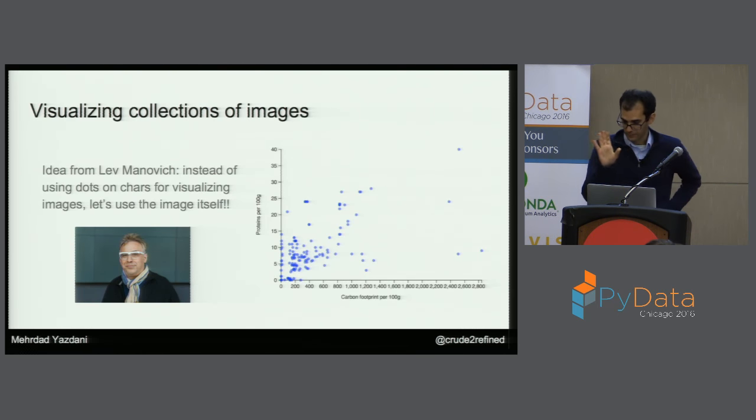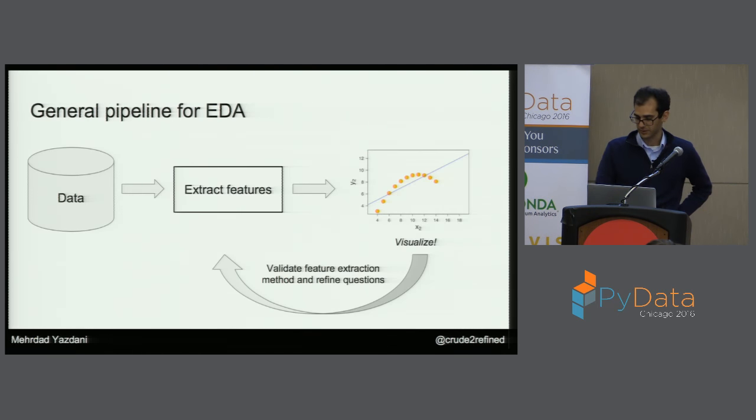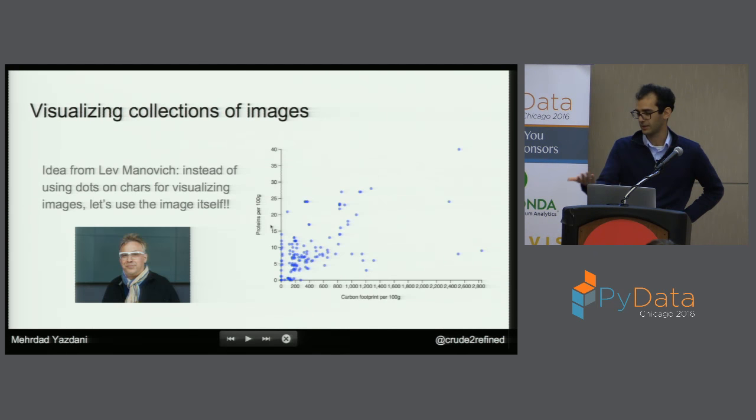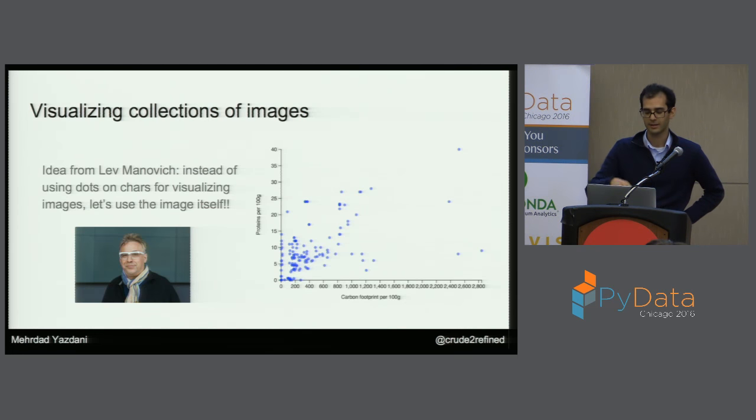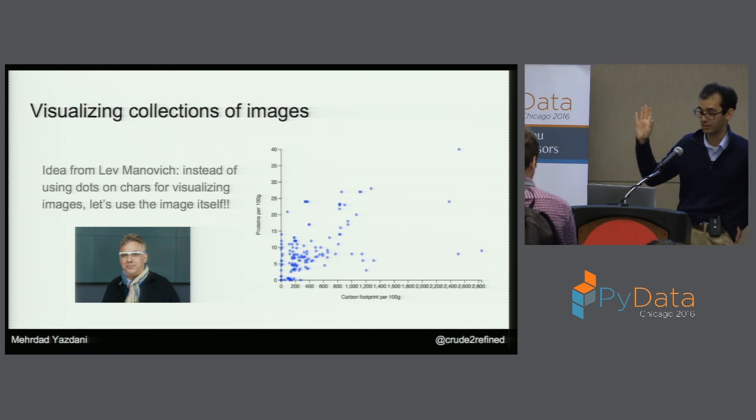Okay. Now, for visualizing these features, the classic thing to do is this: if you extract features and it's a high-dimensional vector space, then you do PCA or t-SNE on this high-dimensional vector space, and you draw a scatter plot. So the idea here is if you have images, instead of having the dots, you actually put an actual image there of what that point corresponds to. So my axes here are interpretable.